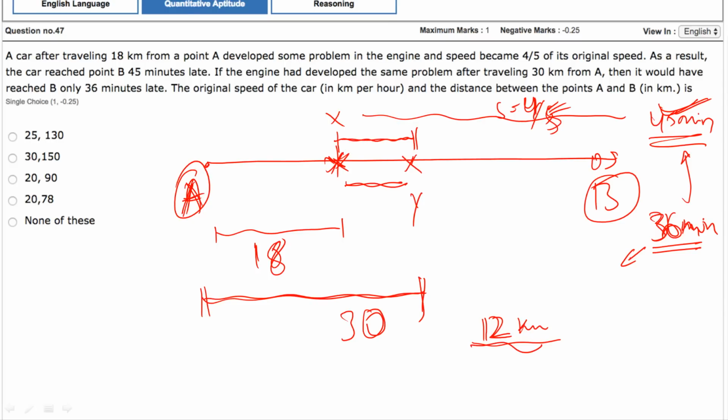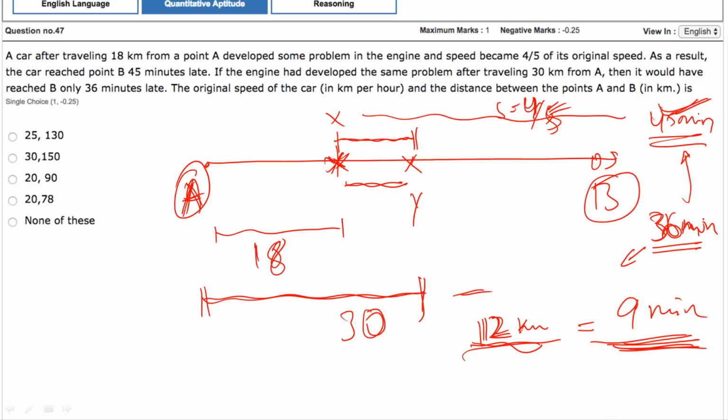So this 12 kilometers actually caused a delay of 9 minutes. Can I say this? Because of the reduced speed, can I conclude that this 12 kilometers caused me a delay of 9 minutes? Can I conclude this? Please say yes or no. If you agree to this, then the question is solved.